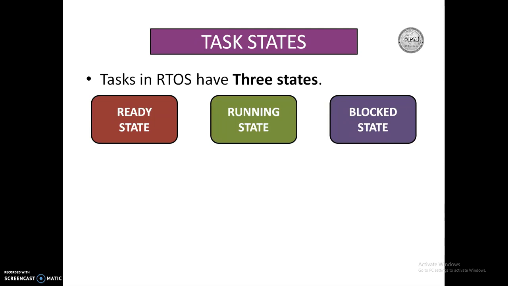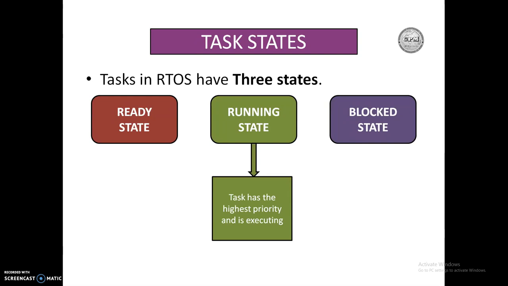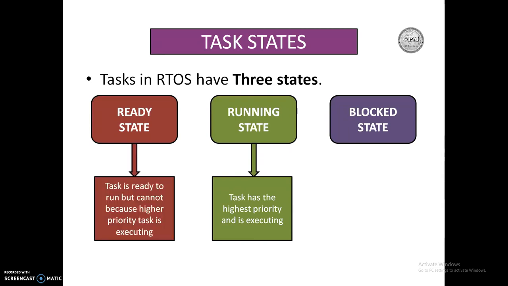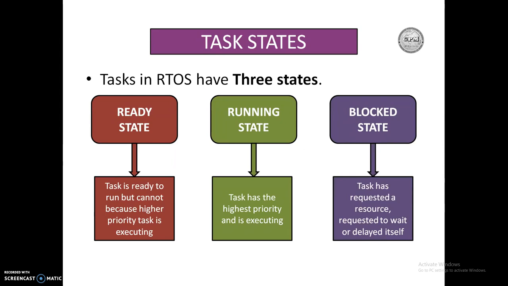In the running state, the task which has the highest priority is executing. In the ready state, the task is ready to run but cannot because the highest priority task is already executing. And in the block state, the task which has requested a resource that is not available, or requested to wait until some event happens, or delayed itself for some duration, will wait in the block state.